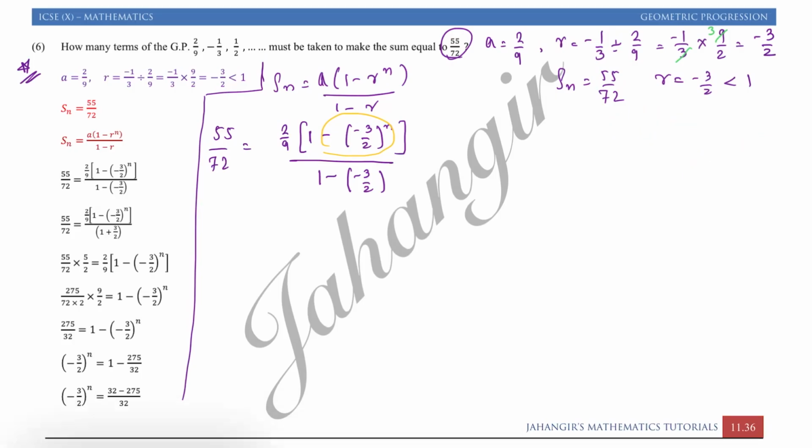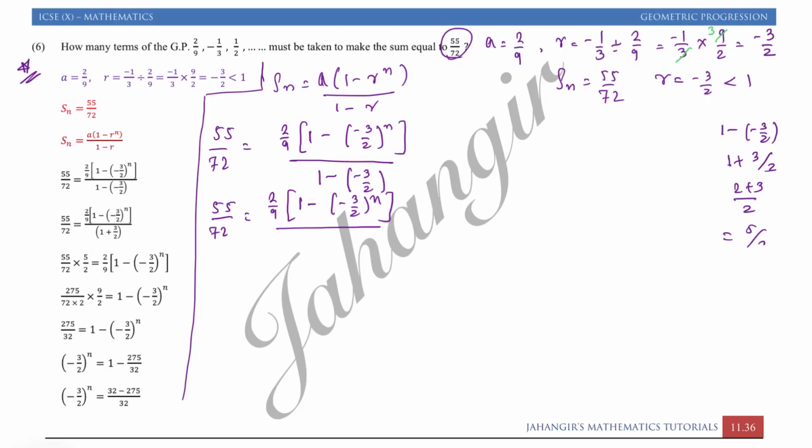So here what you will do, we can write 55 upon 72 is equal to 2 by 9 as it is, numerator में whatever is there as it is, minus 3 by 2 whole raised to n whole upon 1 minus of minus 3 by 2 will become 1 plus 3 by 2. So that can be written as 2 ones are 2, 2 plus 3 by 2, that is 5 by 2. So I can write it as 5 by 2. Hope you had understood this.